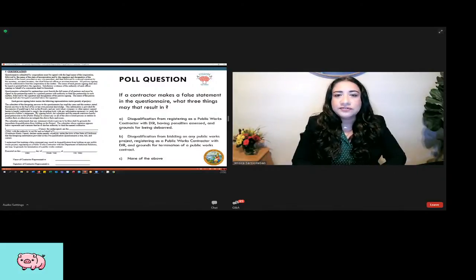A, disqualification from registering as a public works contractor with DIR, having penalties assessed and grounds for being debarred. B, disqualification from bidding on any public works project, registering as a public works contractor with DIR, and grounds for termination of a public works contract, or C, none of the above.